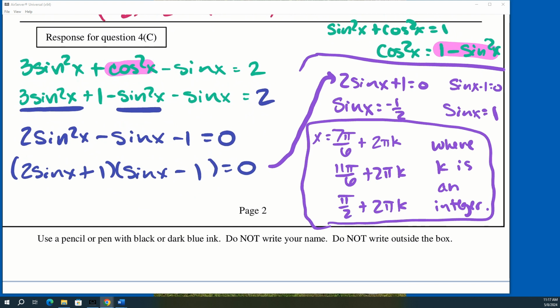So I remember now what it is. You get 1 point for getting these, and then you get 1 point for getting these. So if you forget that, you still get a lot of points. All right.